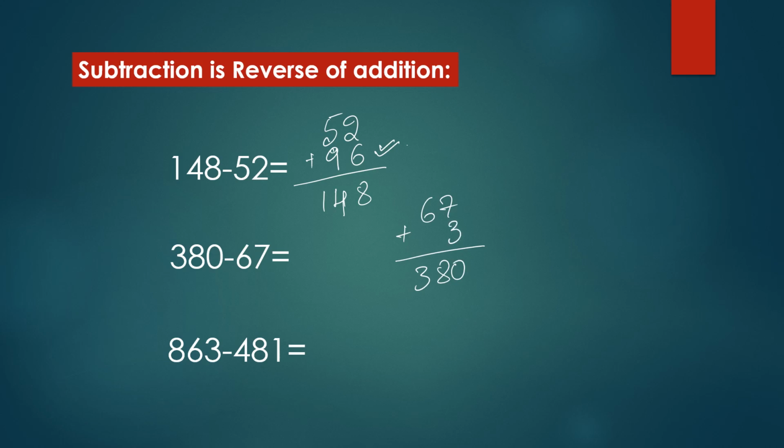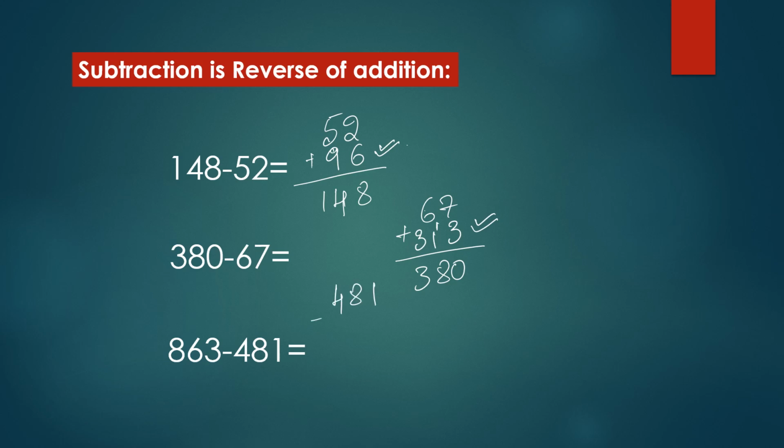Next, 67 plus how much is equal to 380? 7 plus 3 is 10, 0 at the end, 1 carry. 6 plus 1, 7. Already 7 is here. 7 plus how much is 38? Or 38 minus 7 is equal to how much? Both are same. 313 is our answer.